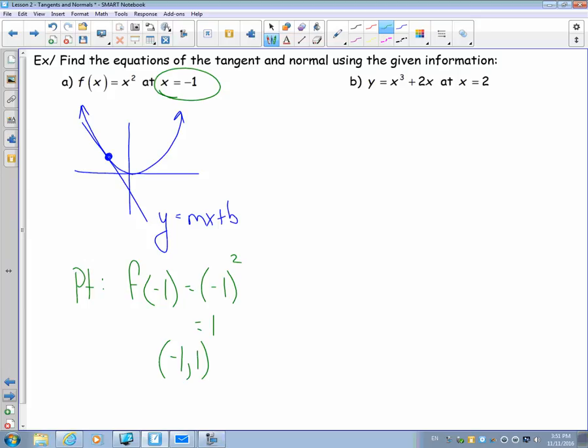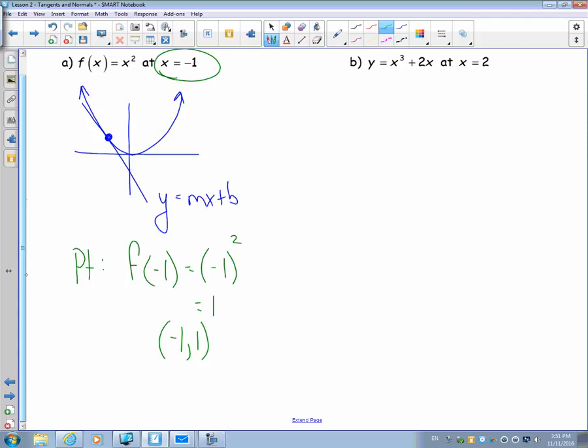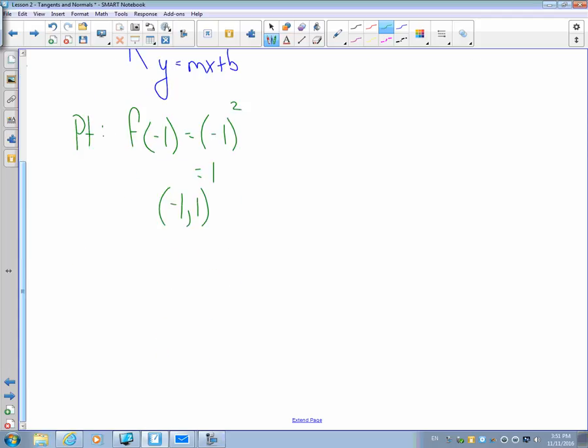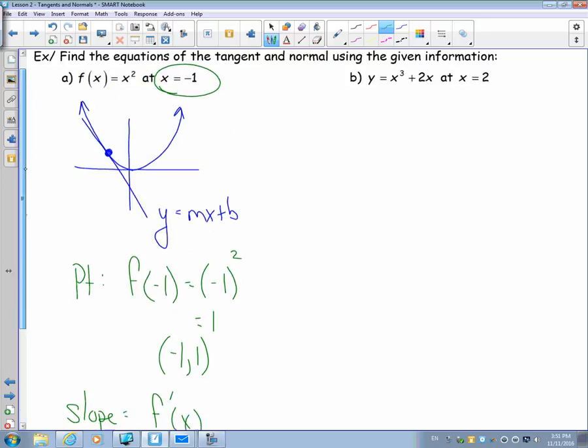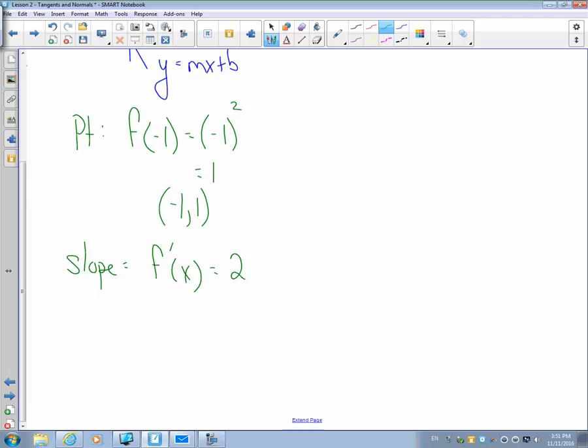I then want to do the same thing to find a slope, but I can't use my function for that. I have to use my derivative. So for slope, we're going to do f prime of x. The derivative of x squared is just 2x. What slope do I want to find? I want to find the slope at -1. So again, I'm going to put in -1 wherever I see an x, and I get a slope of -2.